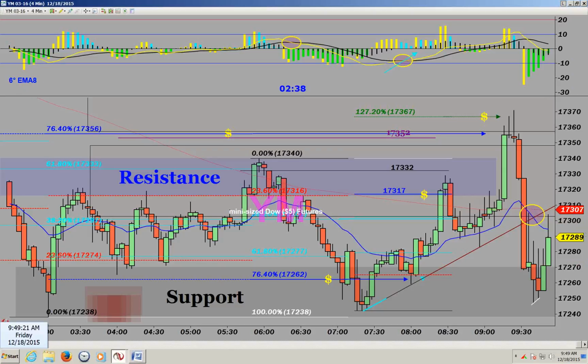Okay, so here we are. It's now 9:49. The market has moved up here to this area that we were talking about, taking out the highs right here. How far can we go? We talked about the EMA. Nice little trade.